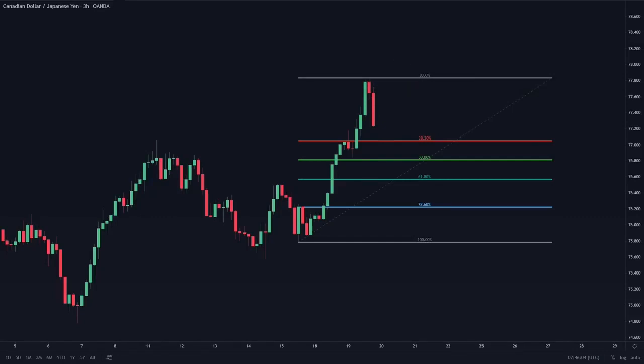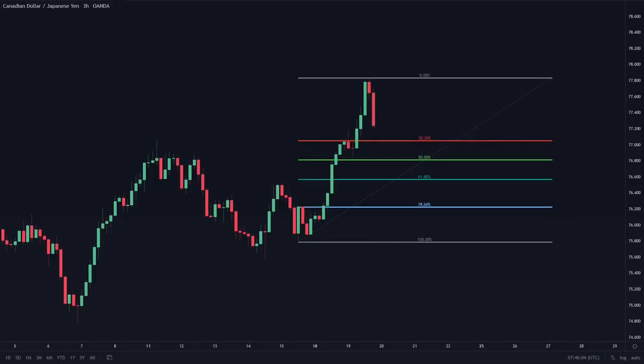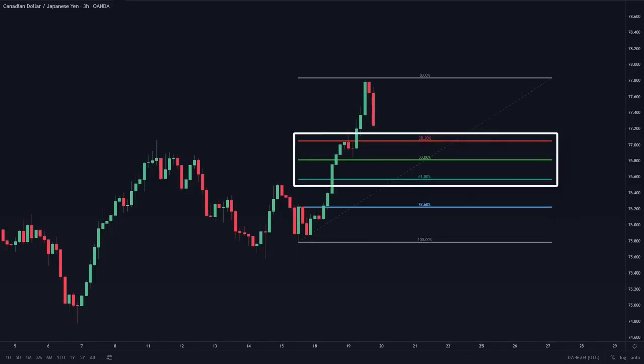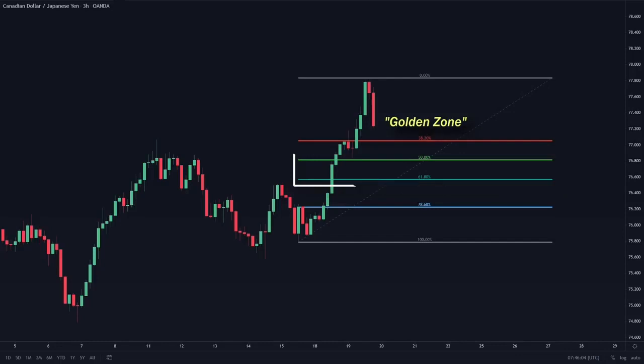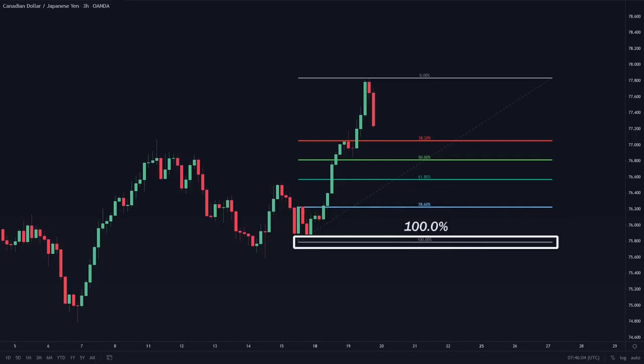And below that 0% level are your Fibonacci Retracement levels, which are levels where the price may pull back into. Now, the most common levels where the price may pull back into are these three levels: 38.2%, 50%, and 61.8%. These three levels are called the golden zone. However, that doesn't guarantee that the price will reverse at these levels. It can always break right through and go towards the deeper levels like the 78.6% and the 100%.